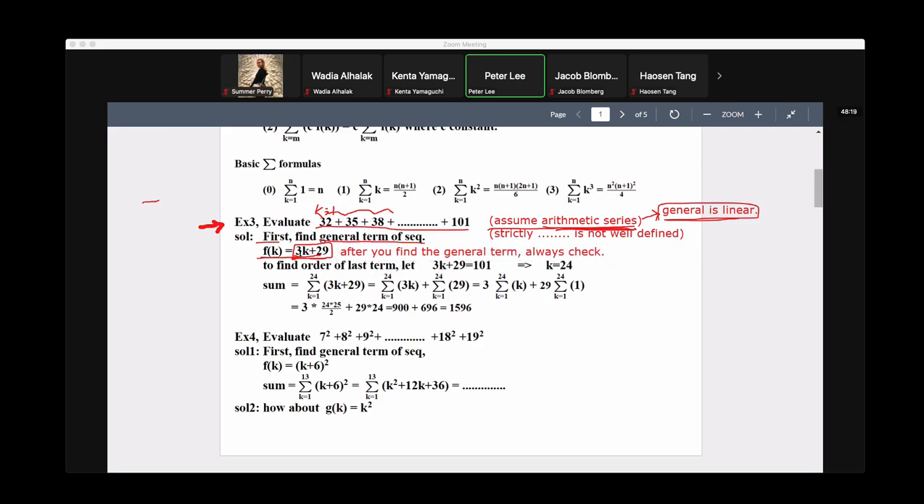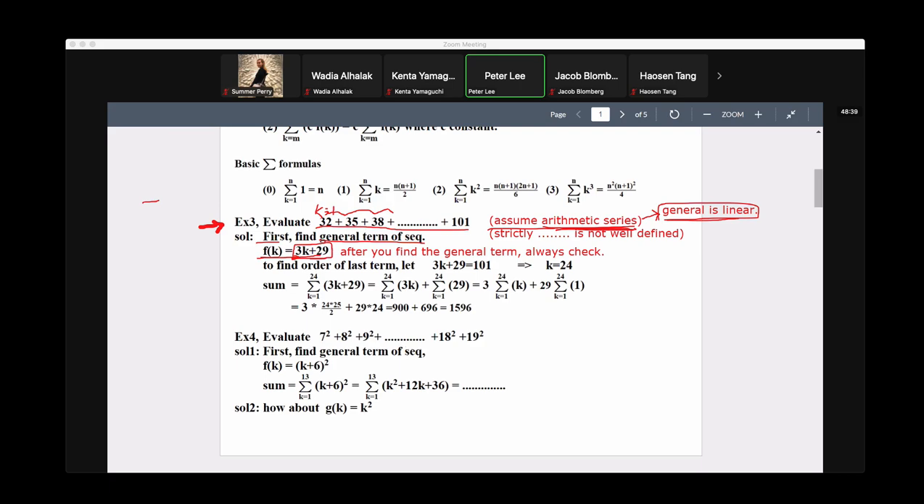In this case, if f of k is equal to 3k plus 29, plug in k equals 1. F of 1 is equal to 32. There we go, first term 32. Plug in k equals 2, you get 35 right there. And then when k equals 3, 3 times 3 is 9, 9 plus 29 is 38. There we go.